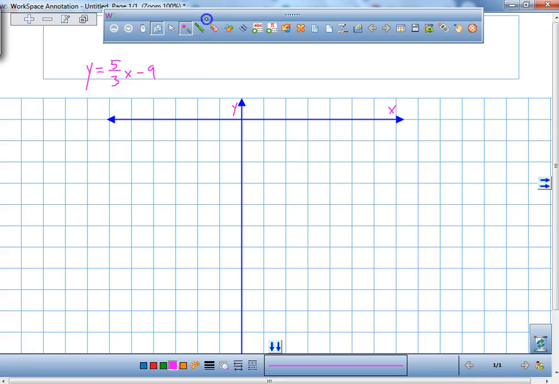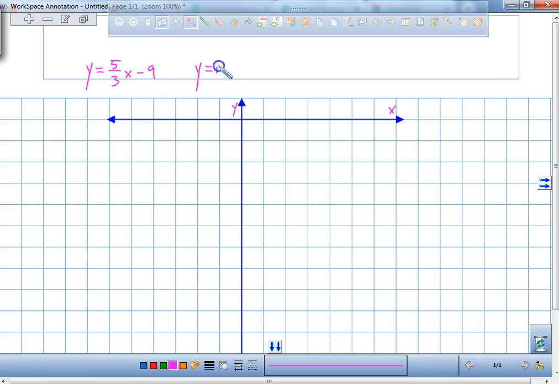What do you guys think? Just because I wanted to? Is it because of the slope, or is it because of the y-intercept? The y-intercept. Where's the y-intercept, everybody? -9. What does that mean? I have to go down 1, 2, 3, 4, 5, 6, 7, 8, 9. I literally have to go down 9 units to put my y-intercept. So what is that ordered pair? It's at 0 and -9.